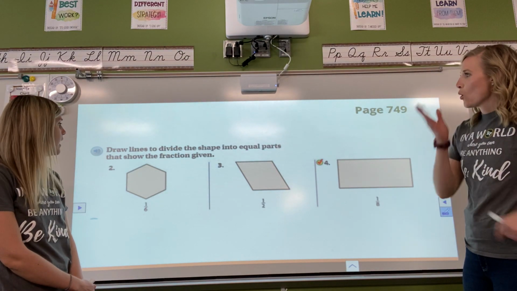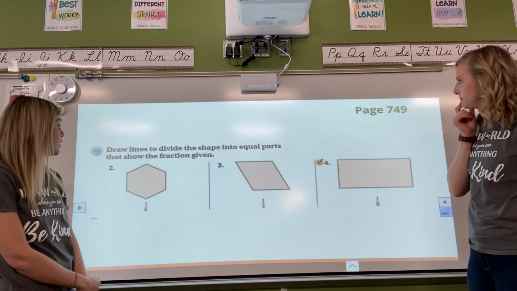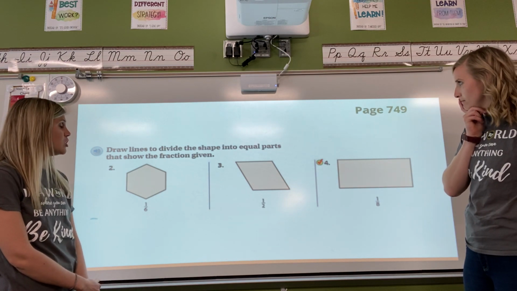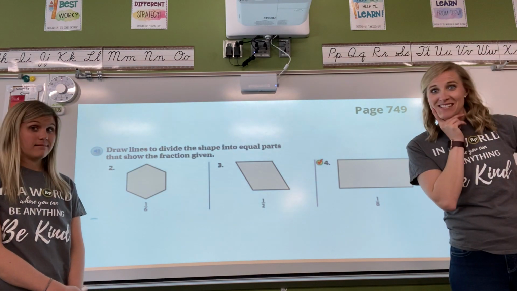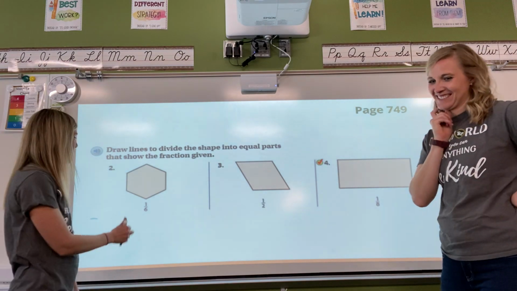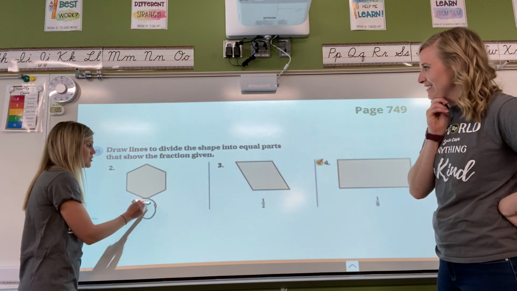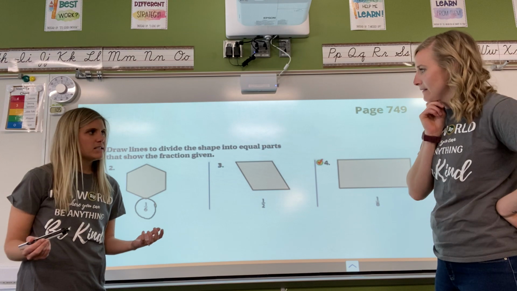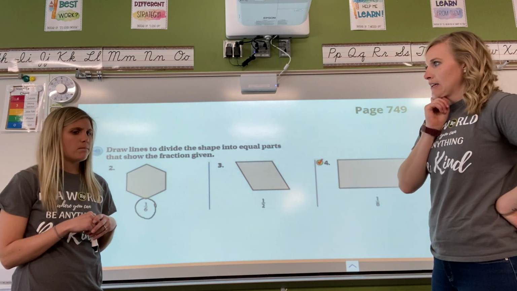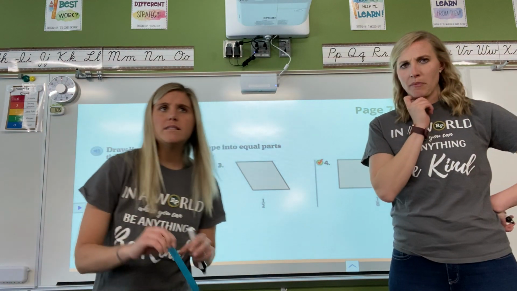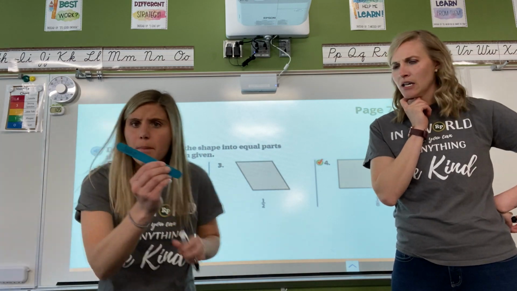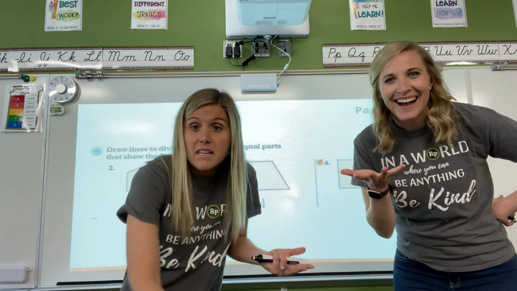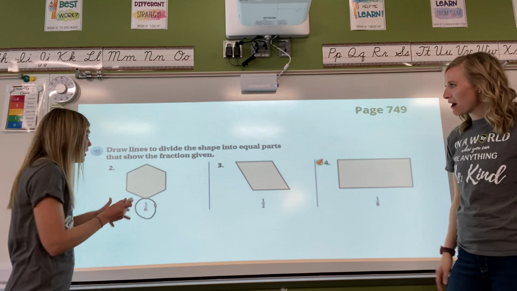It says draw lines to divide the shape into equal parts that show the fraction given. This sounds like fun. So number 2, the fraction is 1/6. That means I need to divide it into how many parts? Let's call on somebody. 1/6 means how many parts, Jake? Yeah, 6 parts. 6 equal parts.